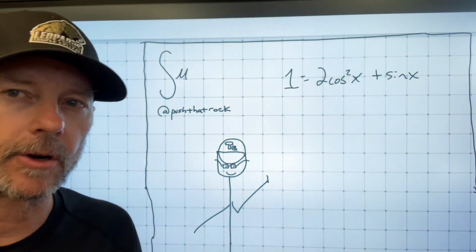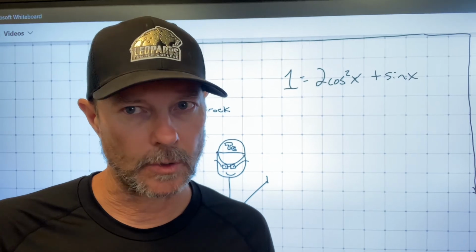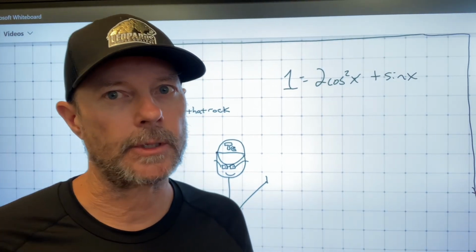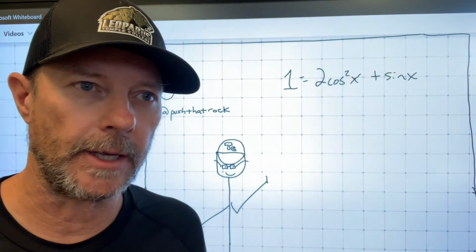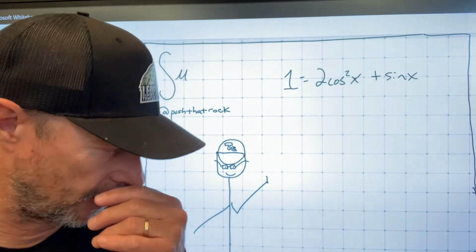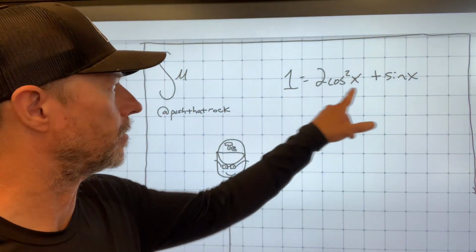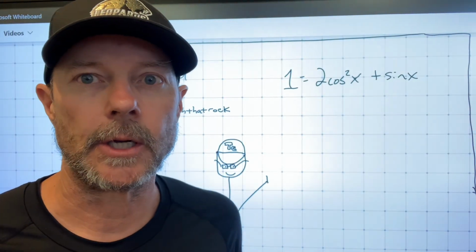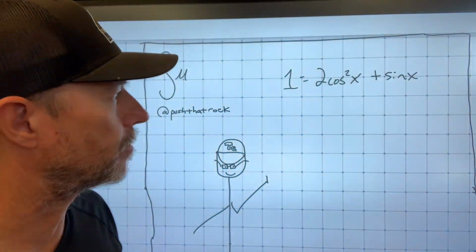So far we've been looking at trig identities that are quite simple. This one that we're going to look at in this video, we need an identity to help us get to the quick, easy answer. So here's my example. I have 1 equals 2 cos squared x plus sine x.